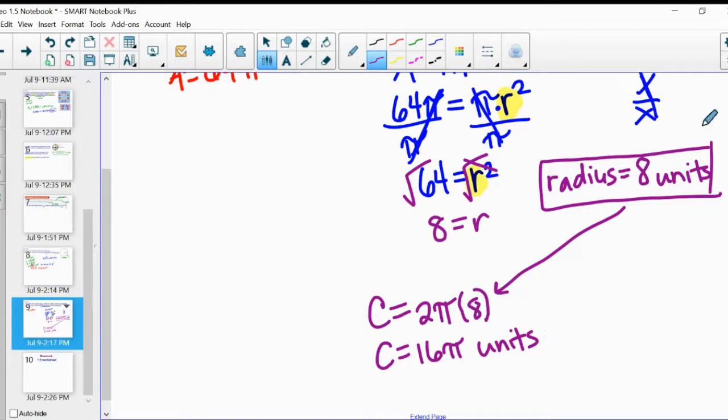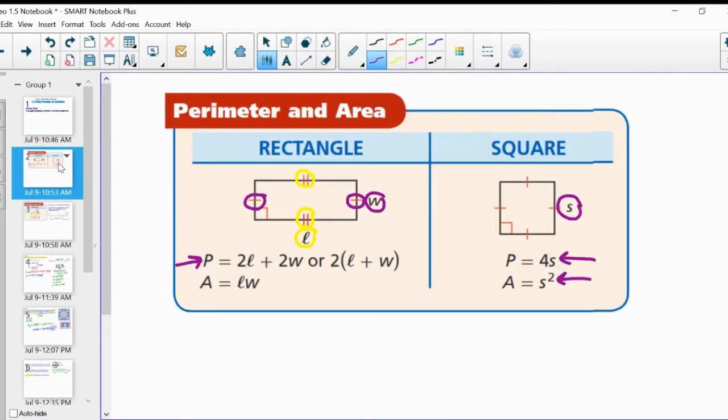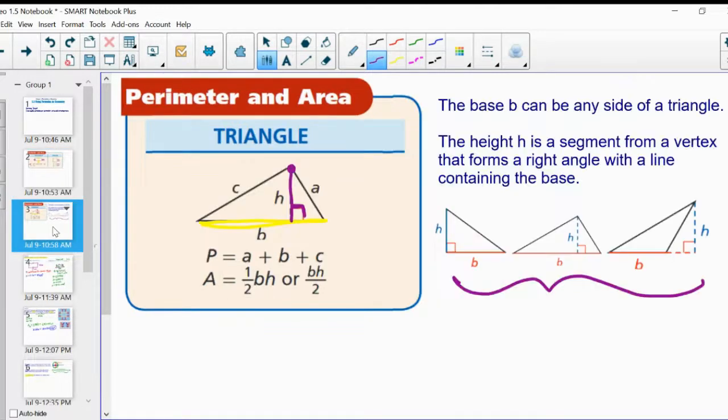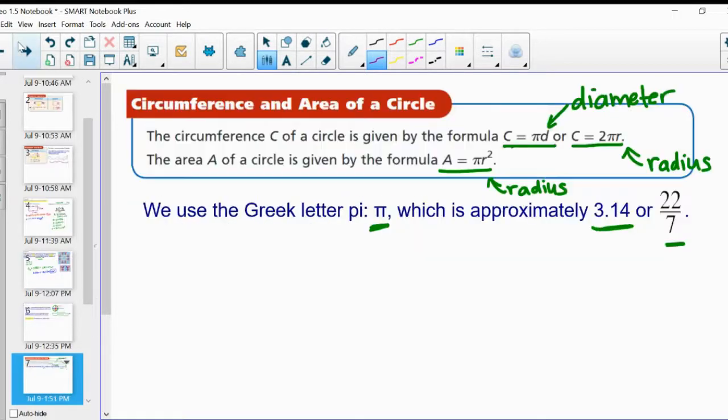All right, so that kind of sums up section 1.5. So again, if this went too fast, if you need to go back, you need to pause. But the main thing here to focus on are some of these formulas. So rectangle, square, we looked at triangle formula. And then we looked at a little bit of basics about circles as far as the diameter, radius, and then the circumference and the area formulas.